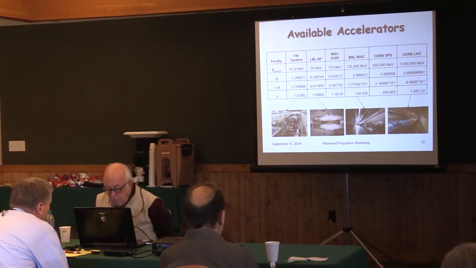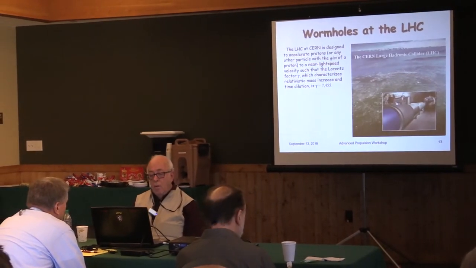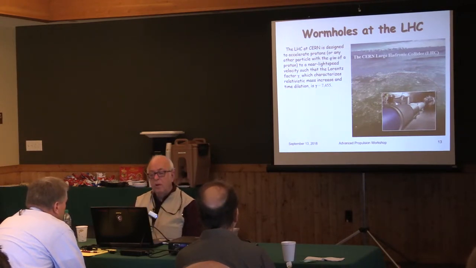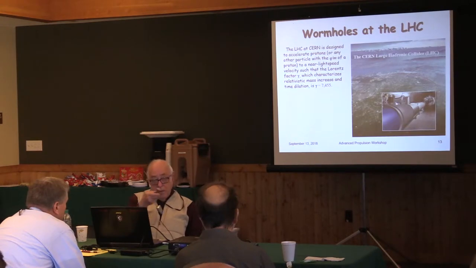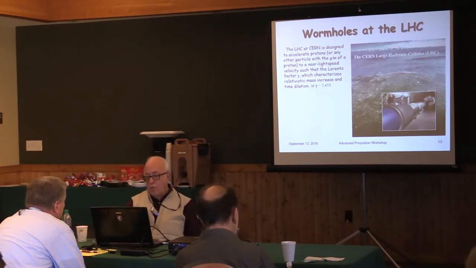So what does that mean in terms of wormholes? If we go to the LHC with our little flask of wormholes and put them into the LHC and accelerate them, we should be able to get wormhole mouths traveling almost at the speed of light, that we can point in various directions at stars, and they will have a gamma factor of 7,455.